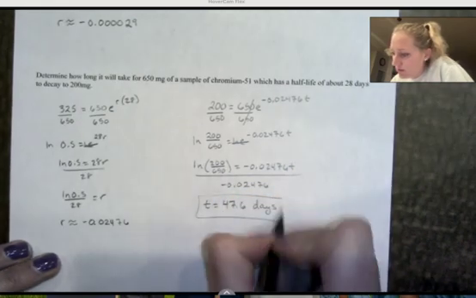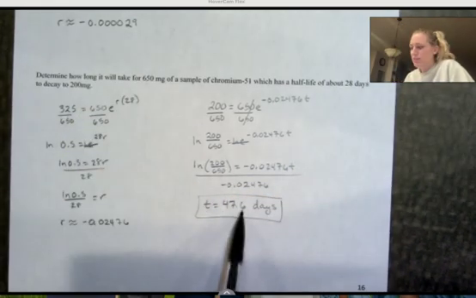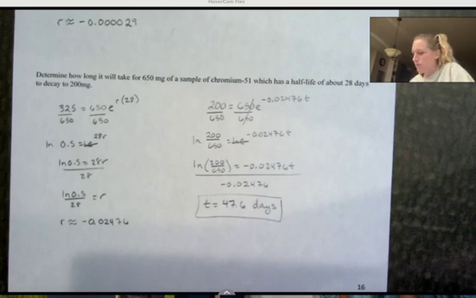So whatever unit of time we use to find our rate needs to be that same unit of time here. Okay, so there's some examples of exponential decay, specifically half-life.